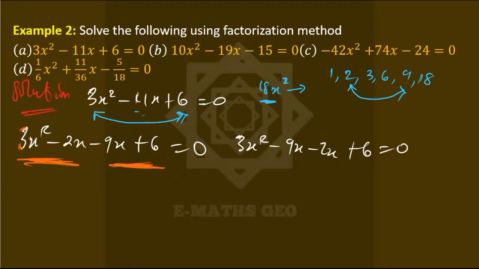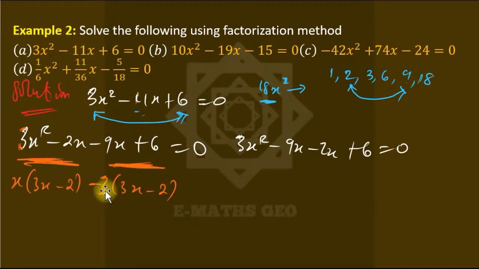Okay, let's try it. What is common is x. What will be left here is 3x, and what will be left here is minus 2. Again, what is common here? We'll take negative 3. So what is left is 3x, and what is left is minus 2. Okay, so we are lucky.